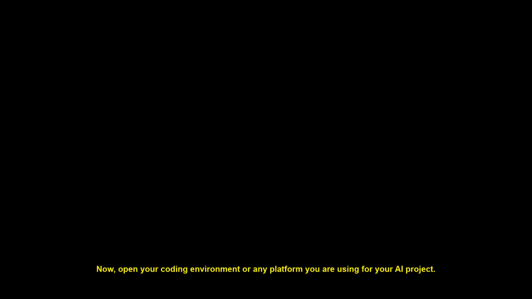Now, open your coding environment or any platform you are using for your AI project. In your project, create a configuration file where the API key and token will be stored. Paste the API key and token into the configuration file, ensuring you keep them secure.